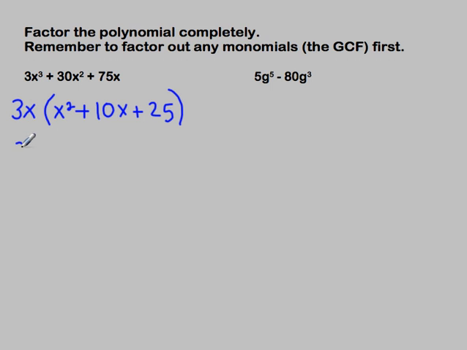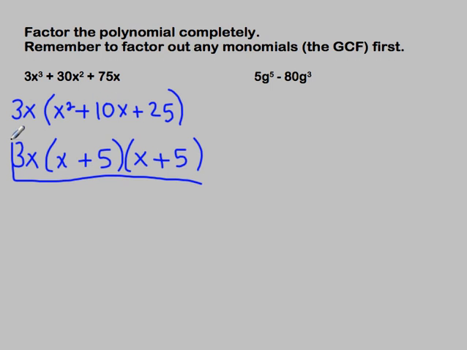Now I'm going to drop this 3x down. This can be double bubbled, which also means factoring. We break up x squared into x and x, and then factors of 25 that are going to add up to 10 would be plus 5, plus 5. Remember to check your signs. Positive times a positive gives you a positive 25, and they add up to be 10. That is going to be the final factored form for that problem.